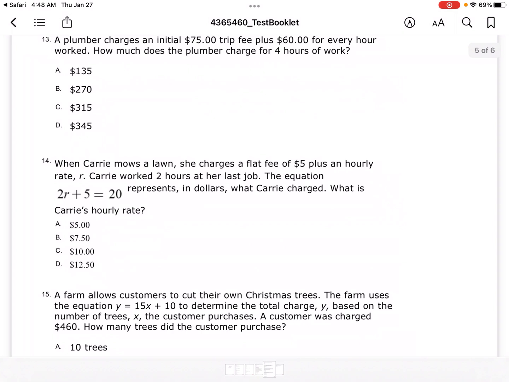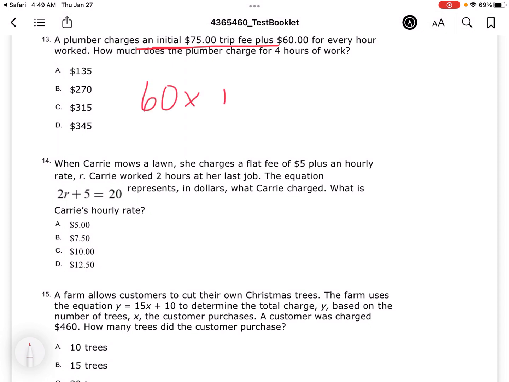A plumber charges an initial $75 trip fee. So that's the constant, the initial trip fee. Plus $60 for every hour worked. So every single hour they work, he gets $60. So 60x plus 75 is going to give me my answer.